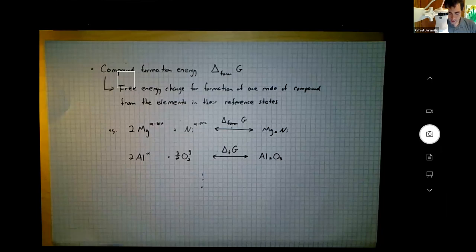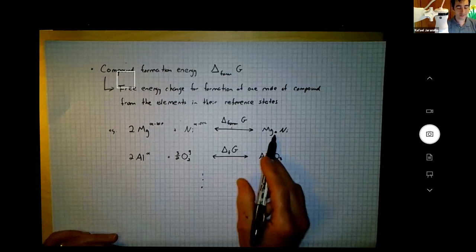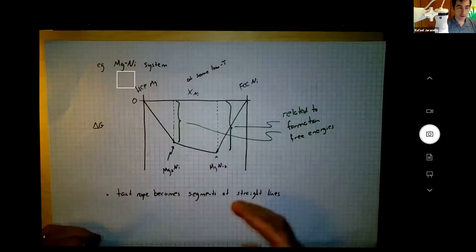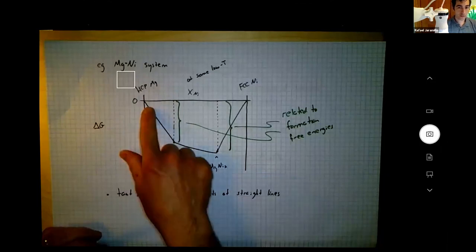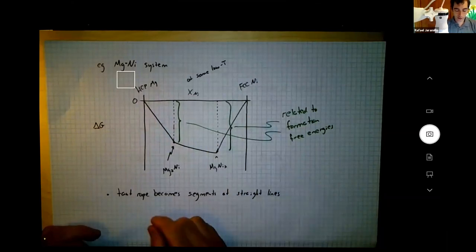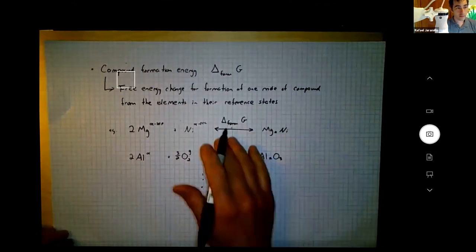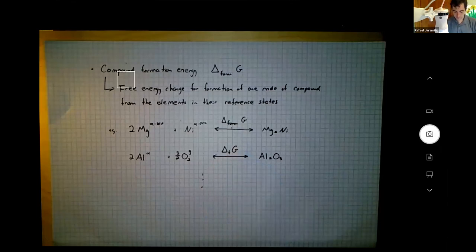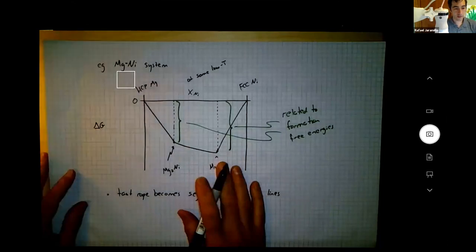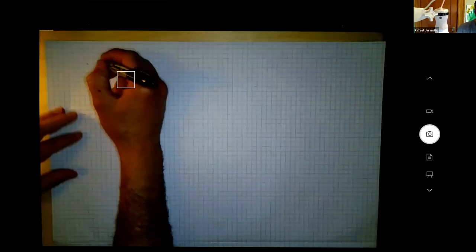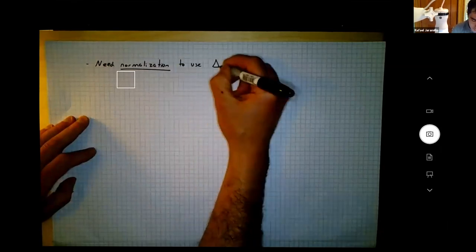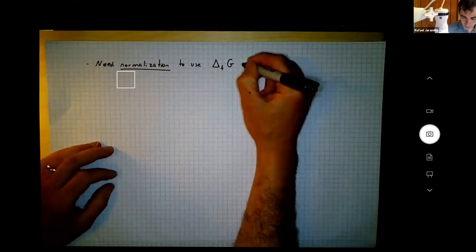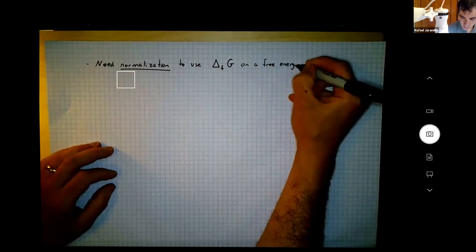There's a detail. This formation energy is per mole of compound. When we draw free energy composition diagrams, we assume 1 mole total of the components. So there's a normalization that you need to apply in order to use formation free energies, as you might find in databases, in free energy composition diagrams. So for example, we need normalization to use delta G formation free energy on a free energy composition plot.